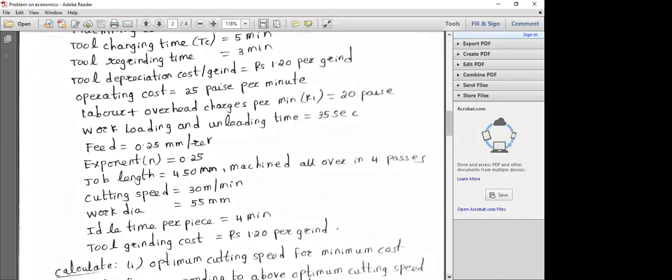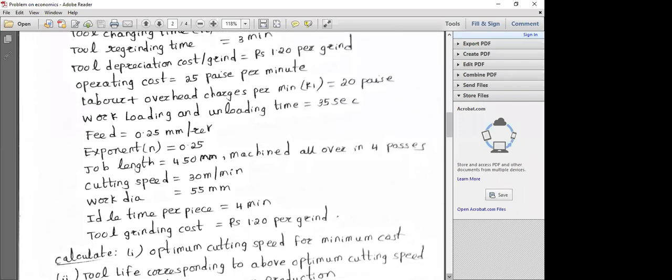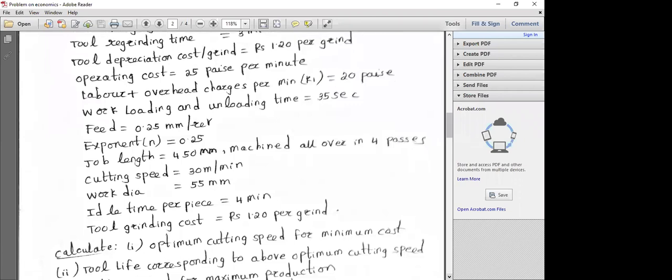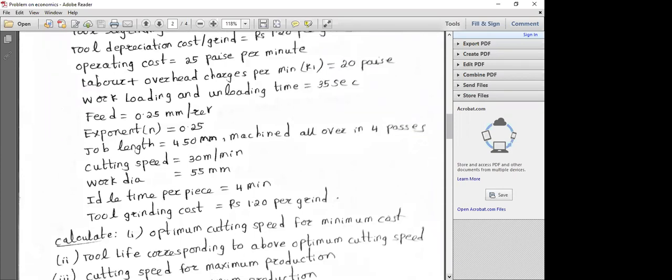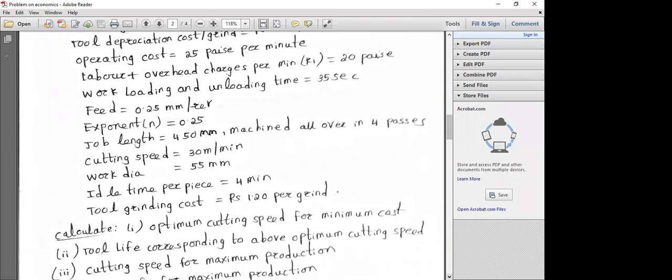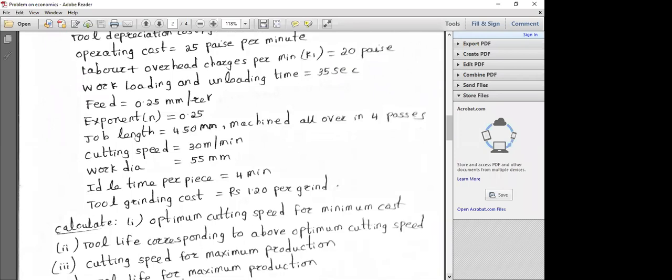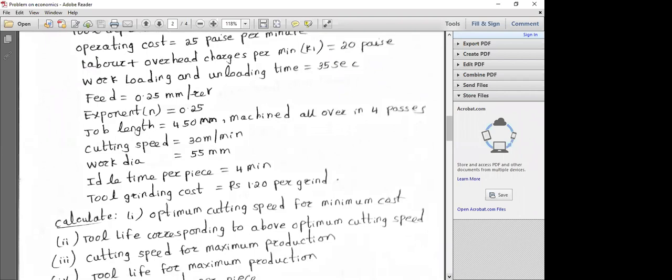Cutting speed V, work diameter 55 mm, idle time in minutes, tool grinding cost is 1 rupee 25 per grind. So just try to see what he has asked, what the parameters are and what the notations are. The optimum cutting speed, again I told you, is given by V0. Because it is a lengthy problem, you may get confused in the beginning and cannot grasp it. That's why I'm repeating.